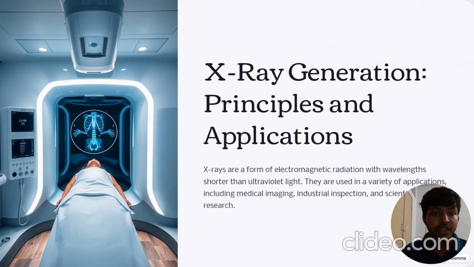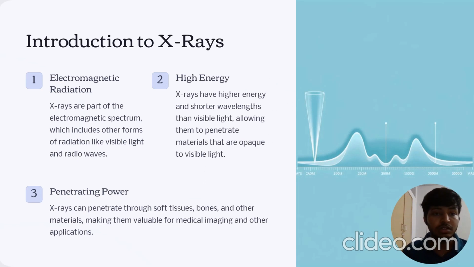X-rays are a type of electromagnetic radiation with wavelengths shorter than those of UV light. They have various applications such as medical imaging, industrial inspection, and scientific research. X-rays are a form of electromagnetic radiation that occupy a unique position in the electromagnetic spectrum, lying beyond the visible light and the radio waves. They are characterized by high energy and short wavelength.